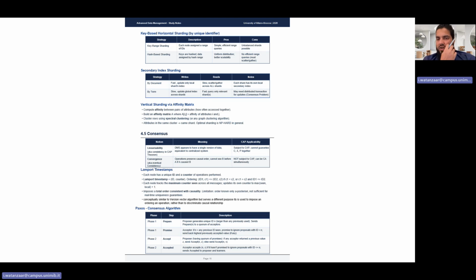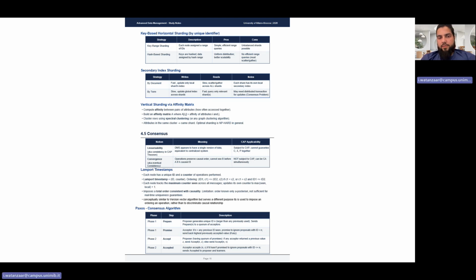But here are the limitations: order is known only afterwards, not sufficient for a real-time uniqueness guarantee. That is one of the limitations of Lamport timestamps. Conceptually it is similar to the version vector algorithm, but serves a different purpose. It is used to impose an ordering on operations rather than to discriminate causal relationships. In the version vector, we are mainly implementing the causal relationship.